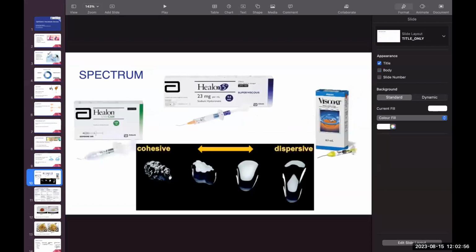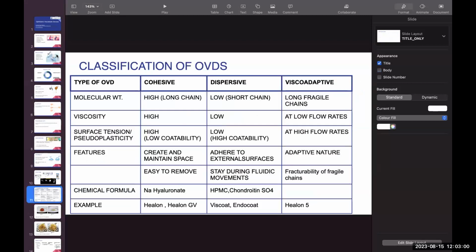So OVDs are a spectrum ranging from cohesive to dispersive. But for ease of understanding, we will classify them under three headings: cohesive, dispersive, and viscoadaptive. Cohesive OVDs are usually high molecular weight, long chain chemical compounds. They have higher viscosity, higher pseudoplasticity, and hence create and maintain space and are easy to remove at the end of a surgery. The chemical formula of these is sodium hyaluronate. Examples are Healon and Healon GV.